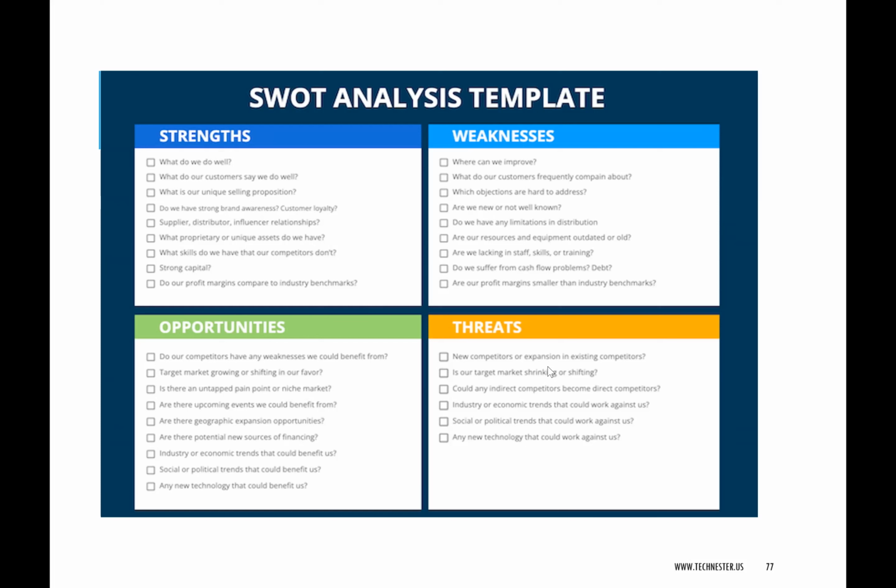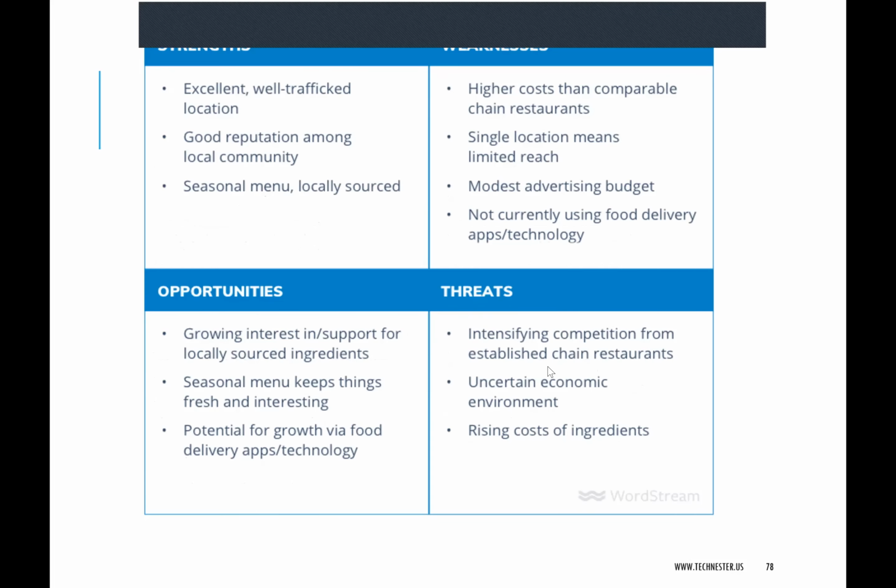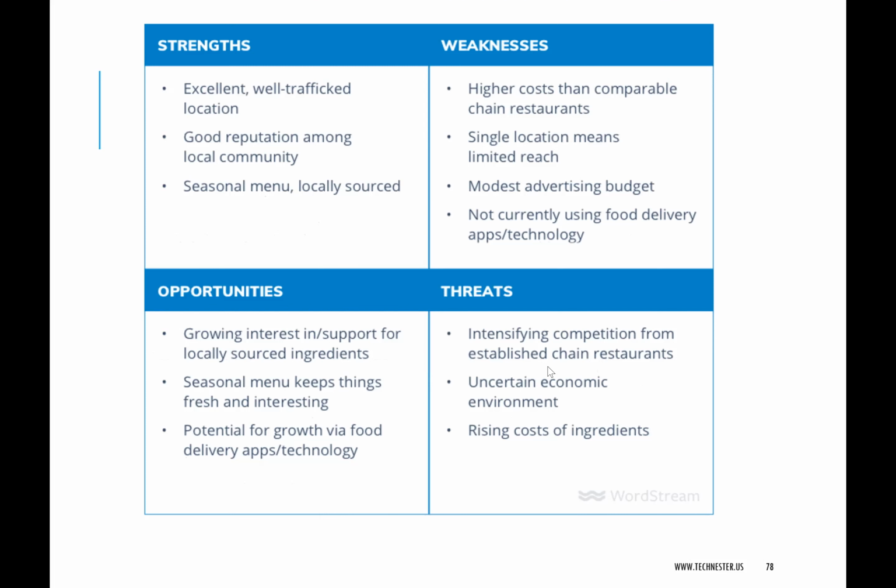So you end up with a result like this, right? Maybe you are doing SWOT analysis for a restaurant. You may say, okay, our strength is that we are located in a well-trafficked area. We have a good reputation among the local community. Our menu is seasonal and locally sourced. Those are our strengths.